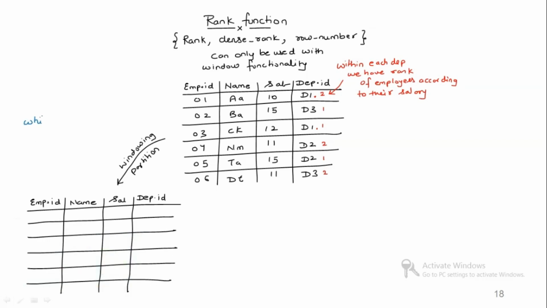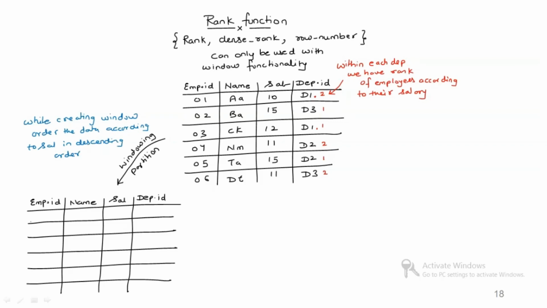So while creating a window or partitioning the data, order the data according to salary in descending order. Now why do I need this? Let's understand why. So let's fill this with data.